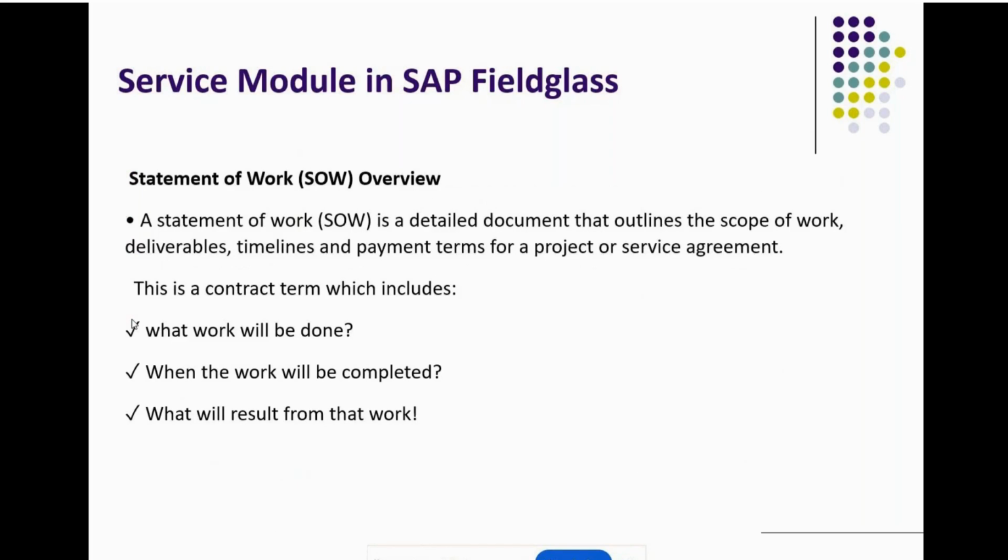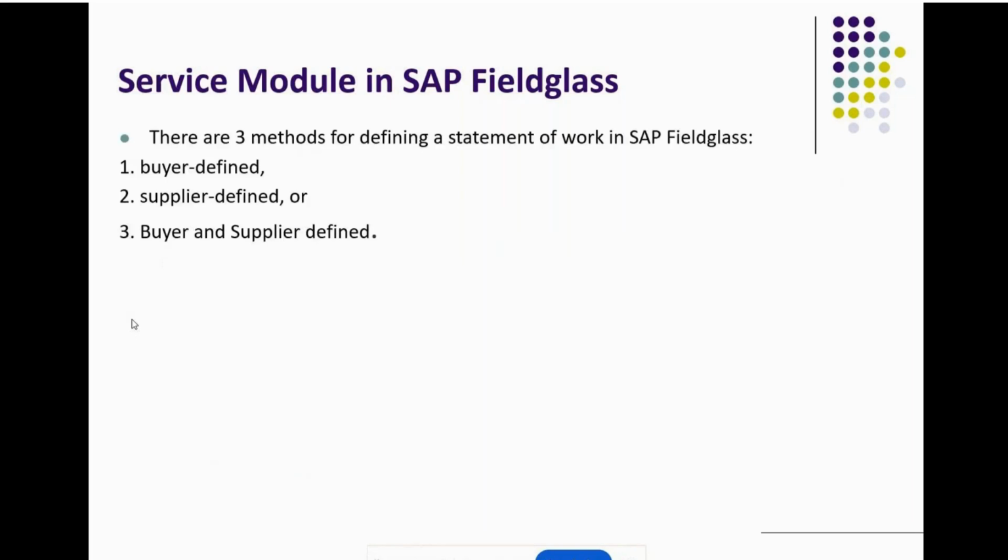This is the high-level contract definition: an outline of the scope of work, what work will be done, when the work will be completed, and what the result of that work will be. There are three methods to create this SOW. The buyer can create the SOW, the supplier can create the SOW, or there might be a collaboration between buyer and supplier, so both can define the SOW. Any doubt till here?